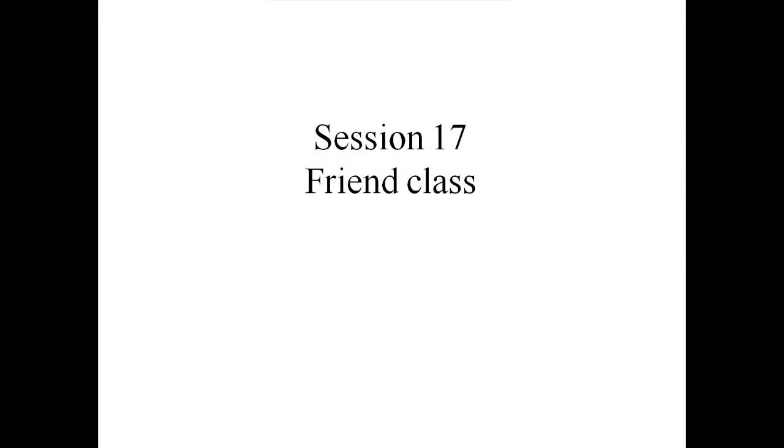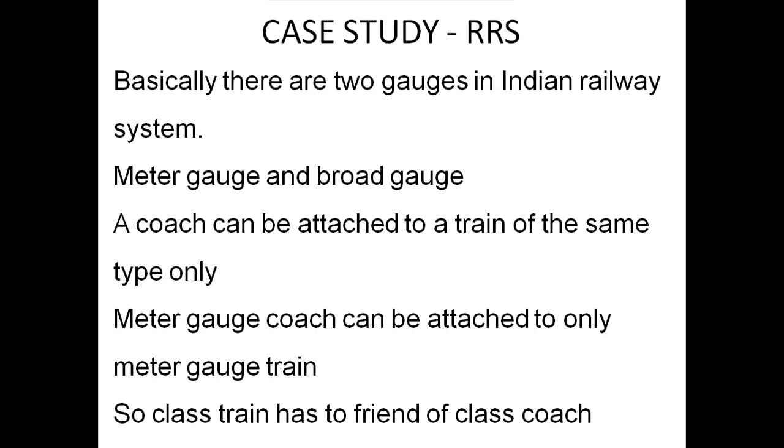Friend functions are non-member functions or global functions which are given the rights to access the private members. And what are friend classes? They are other classes which have been given the access rights to know the private data members of a particular class. For example, in our case study of the railway reservation system, consider this scenario.